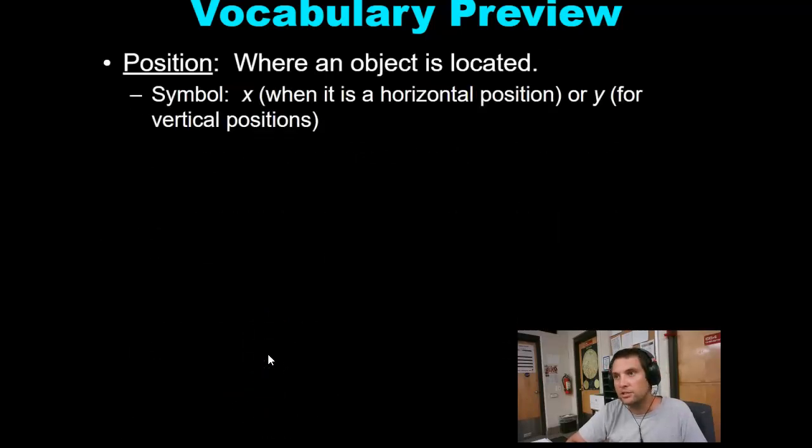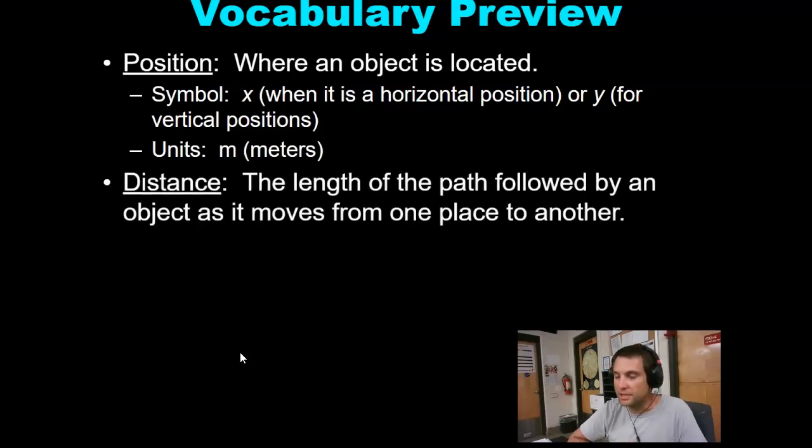Position is where an object is located. We'll use the symbol x when it's a horizontal position, or if we're moving up and down in the vertical position, we're going to use y. We'll measure position in meters. It's kind of not intuitive sounding, but you'll see how it works as we work through it, and it actually works out quite nicely.